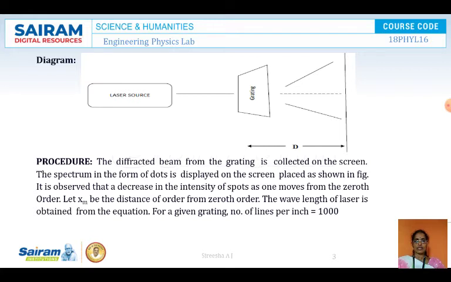The 0th order is nothing but the central bright spot, and xm is the distance of the order from the 0th order. 0th means the central bright spot. Here the wavelength of the laser light we have used is 1000.